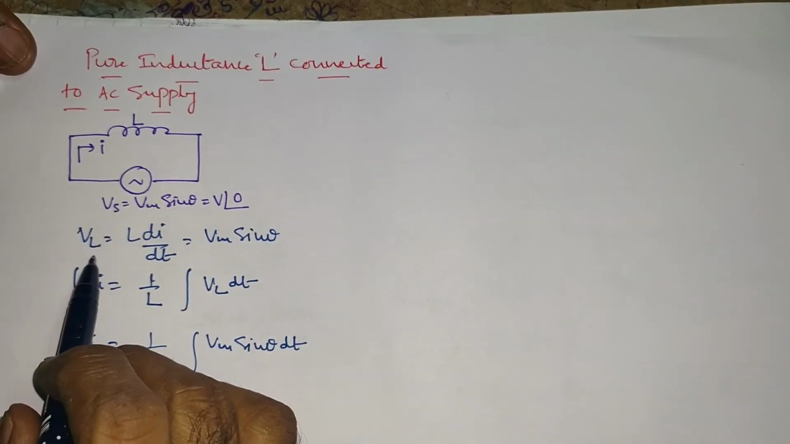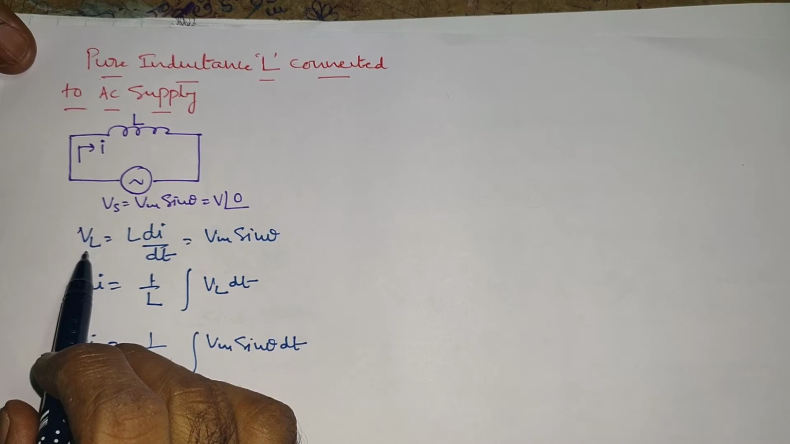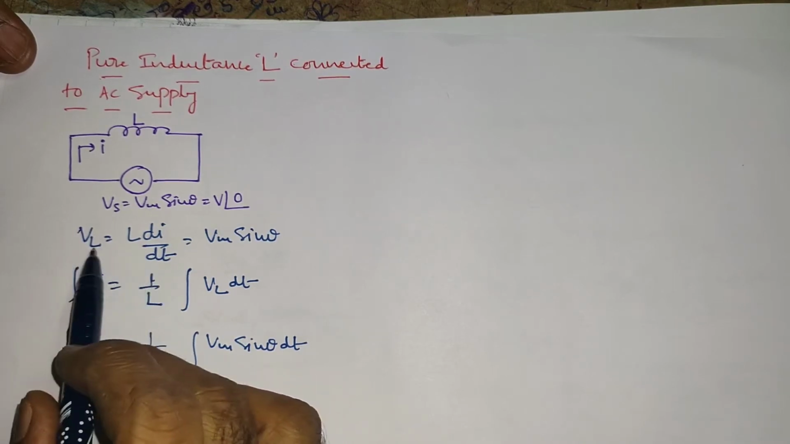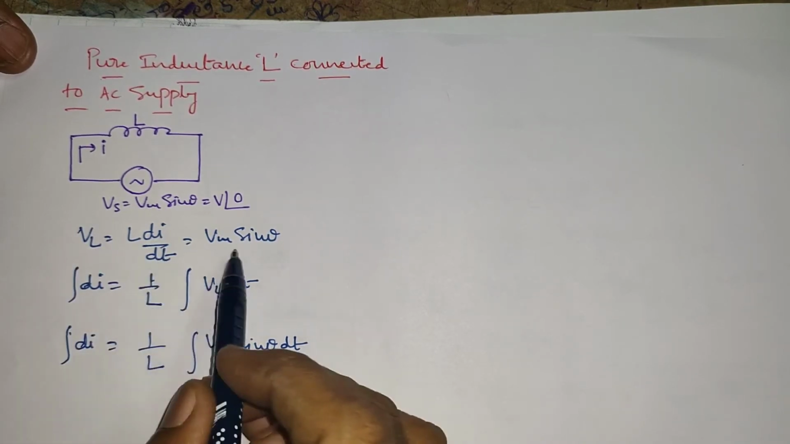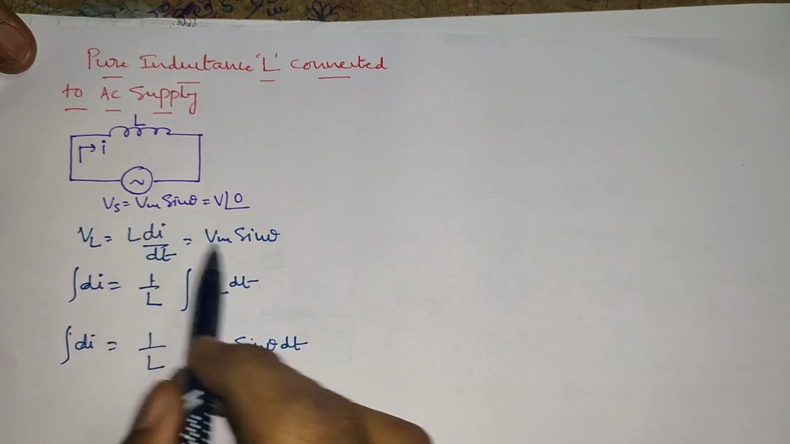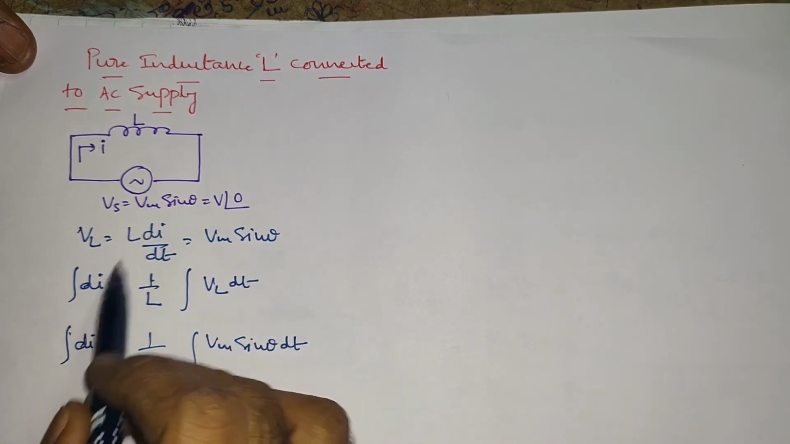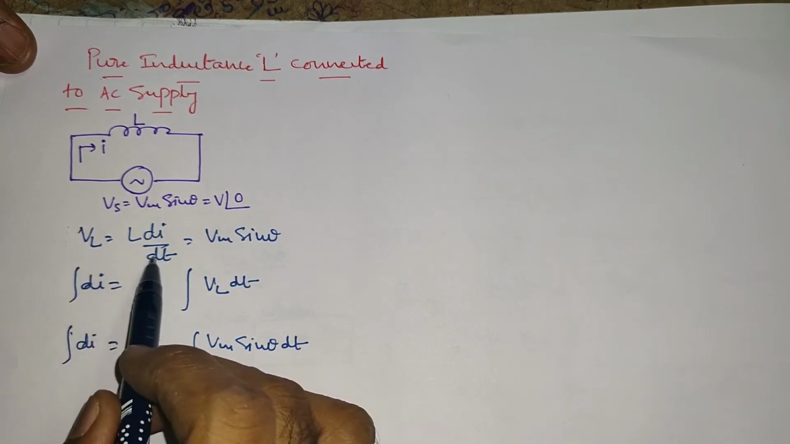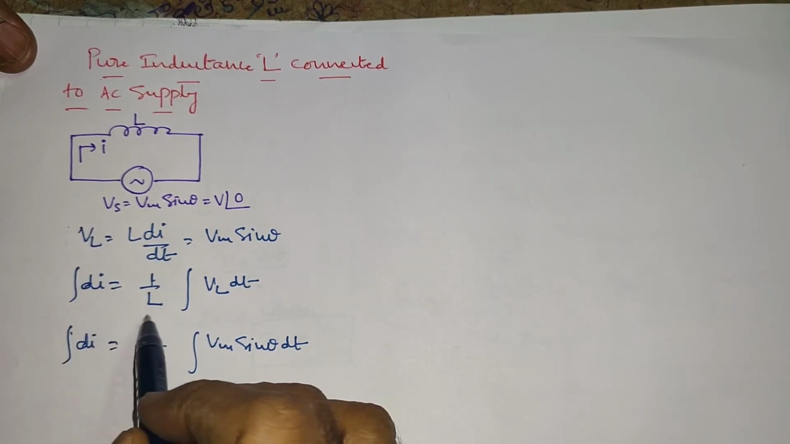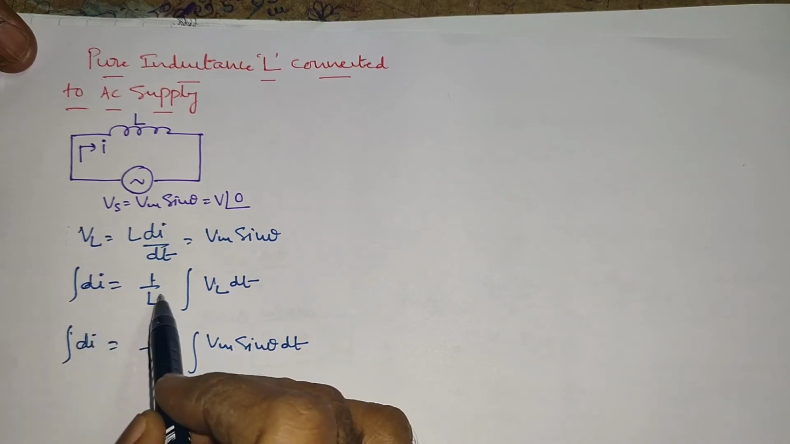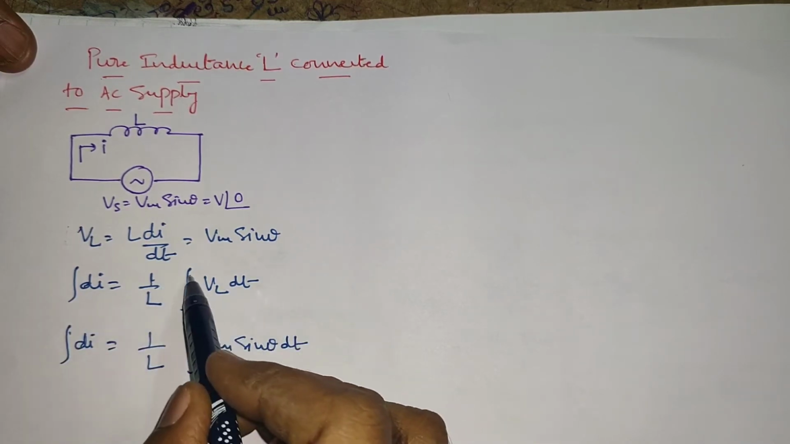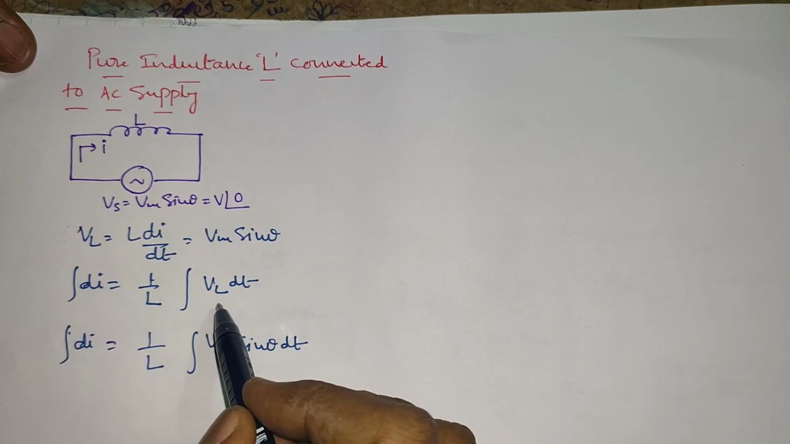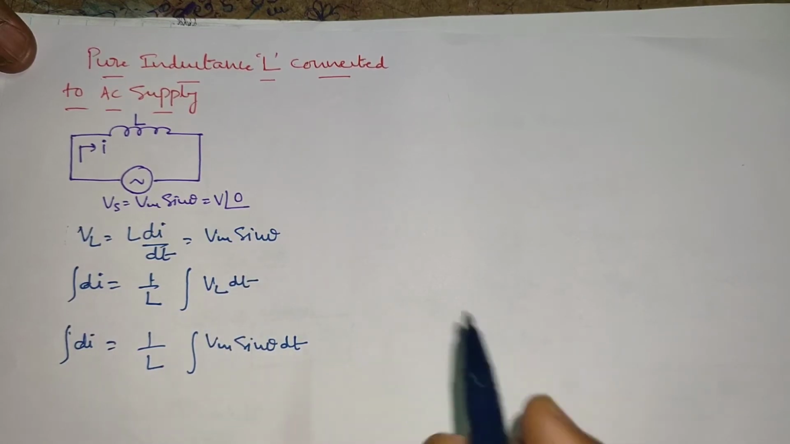So here we know the voltage across the inductance is given as VL is equal to L into di by dt, and that is nothing but our supply voltage here Vm sin theta, and writing the equation for di, we are going to have 1 by L VL dt. Integrate on both sides, we have integral of di is equal to 1 by L integral of VL dt, and substitute VL is equal to Vm sin theta here.